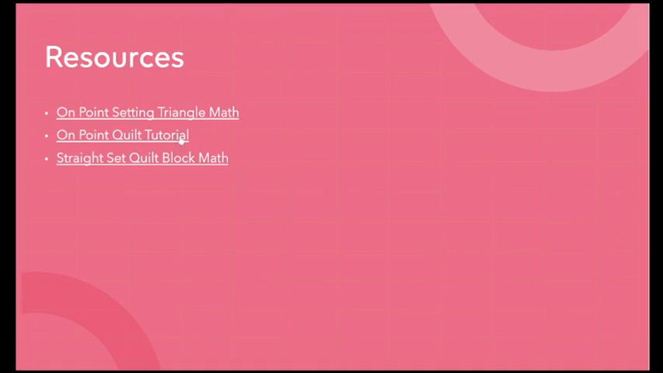There's also a tutorial from, I believe it's Diary of a Quilter, for a quick little on-point quilt done with charm squares. And then the straight set quilt block math gives you an idea of how many blocks you would need of different sizes to get to a particular size quilt. So if you're trying to figure out what you wanted for a queen size quilt with your 12-inch finished squares, you would be able to figure that out.